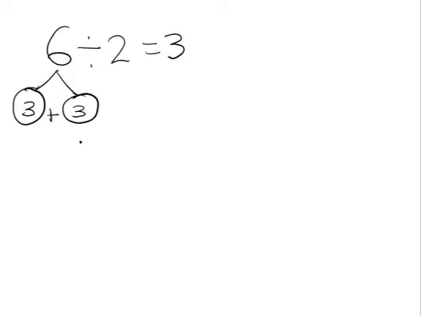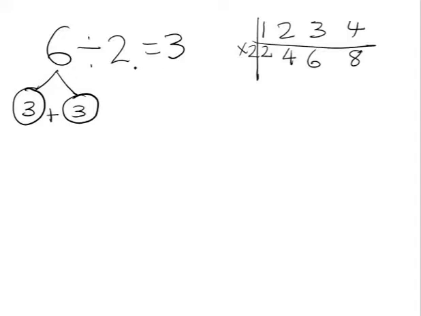Another way of doing this division sum is to know my multiplication facts. If I know my 2 times tables, all right, 1 times 2 is equal to 2. 2 times 2 is equal to 4. 3 times 2 is equal to 6. 4 times 2 is equal to 8. I should know that 3 times 2 will give me 6.